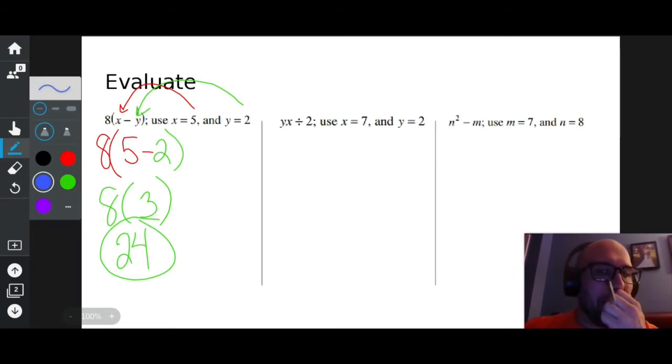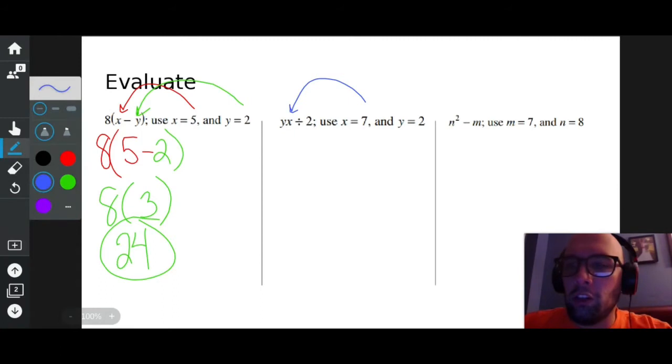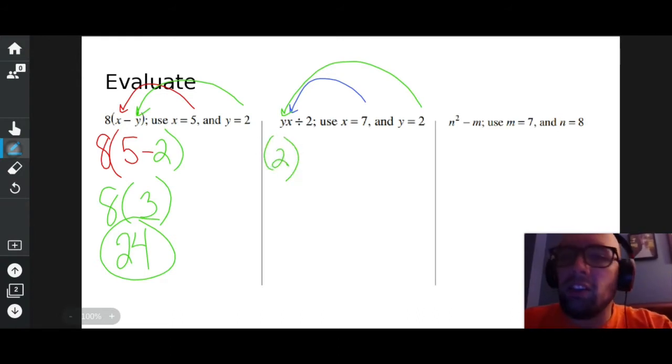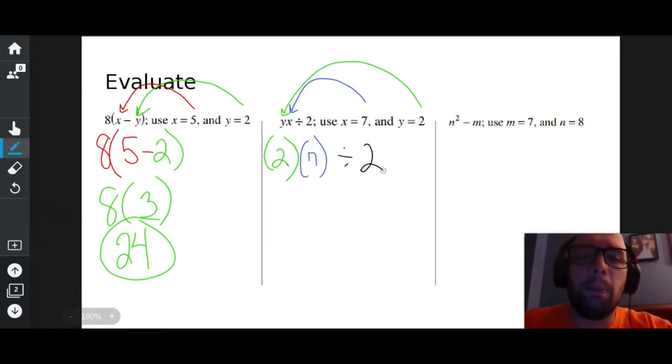Now what? All right, usually what I should do, and I didn't do this in the last problem, and shame on me, is whenever I am plugging in a variable with a specific number, what I really should do is put parentheses there. So I'm going to do that now. Instead of y, I have parentheses 2. Instead of x, I have parentheses 7. And then divided by 2 just kind of comes along for the ride.